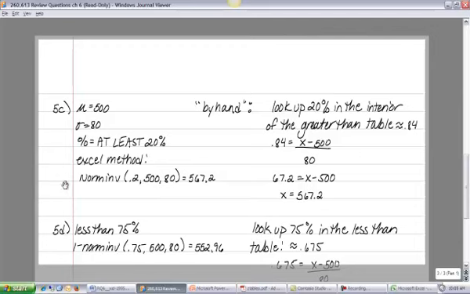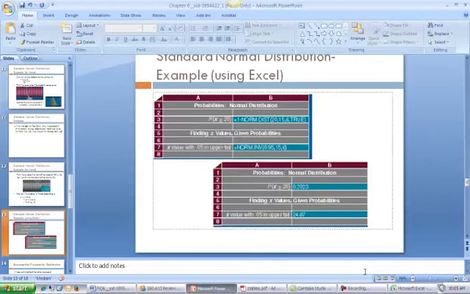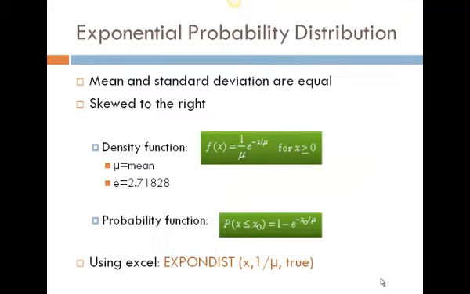And our presentation will move into the final section, yay, where we're going to be looking at the exponential probability distribution. The exponential probability distribution is really interesting because the mean and standard deviation are assumed to be equal, and the distribution itself is highly skewed to the right. We have the density function where mu is your mean, so all you're going to find in a question is the x, the probability you're solving for, and mu. There's not going to be any other data in there.